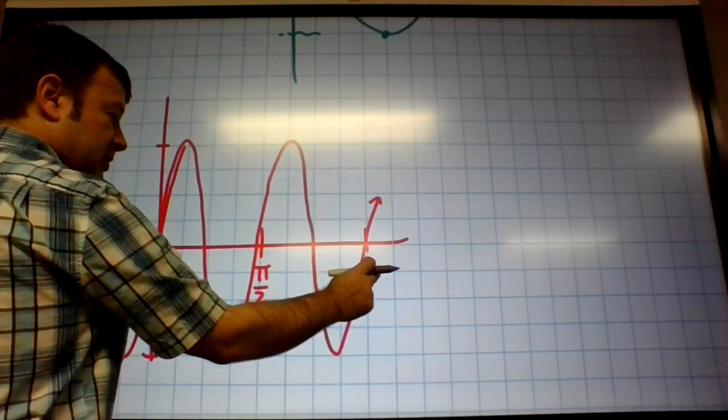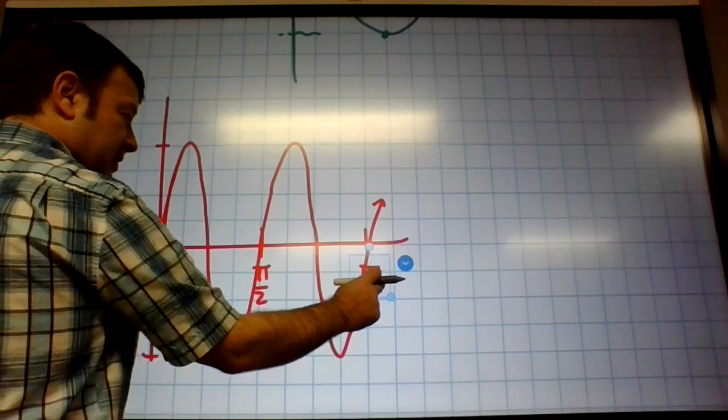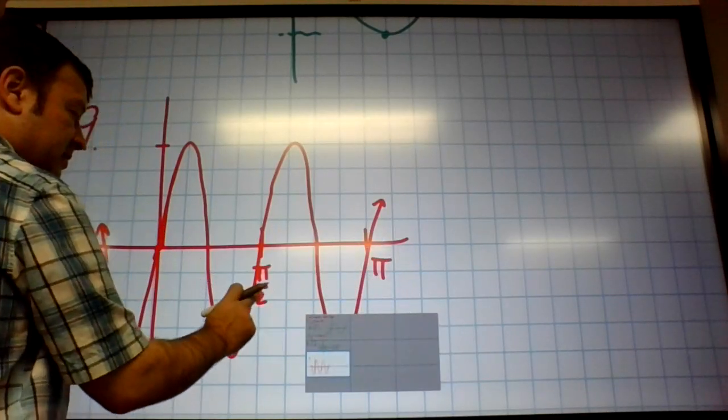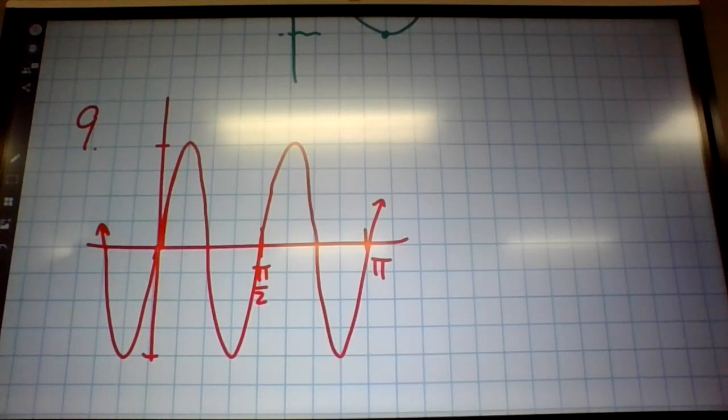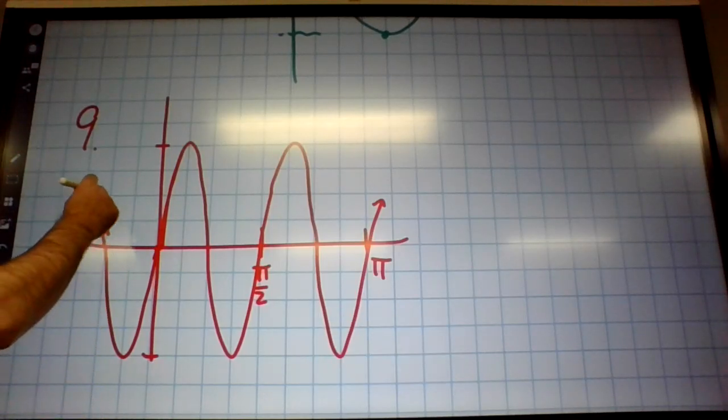Guys, read that? Heard it? Okay, give amplitude, period, and an equation. That's the directions.